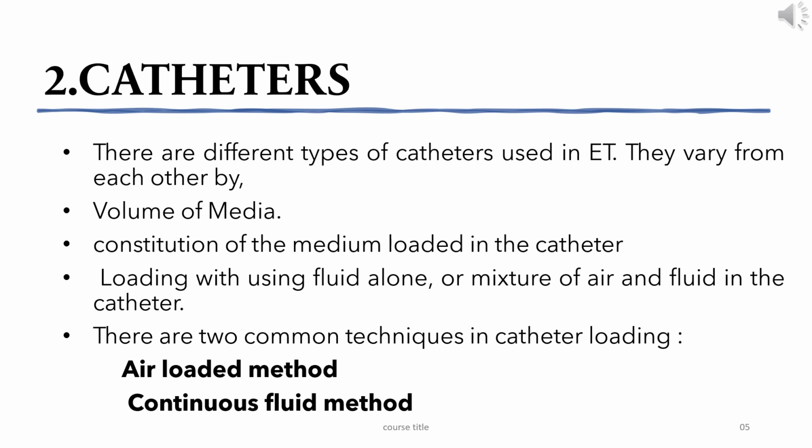Second one, catheter. There are different types of catheters used in embryo transfer. They vary from each other by volume of media, constitution of the medium loaded in the catheter, and loading with fluid alone or a mixture of air and fluid in the catheter. There are two common techniques: air loaded method and continuous fluid method.